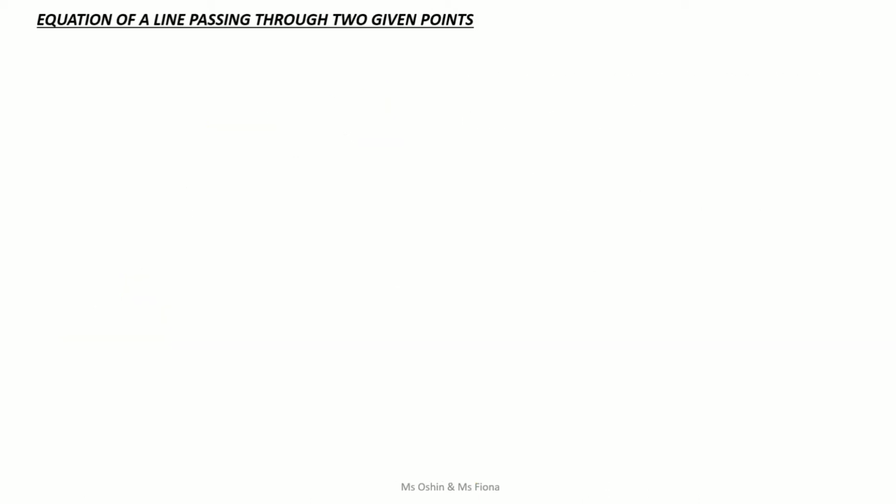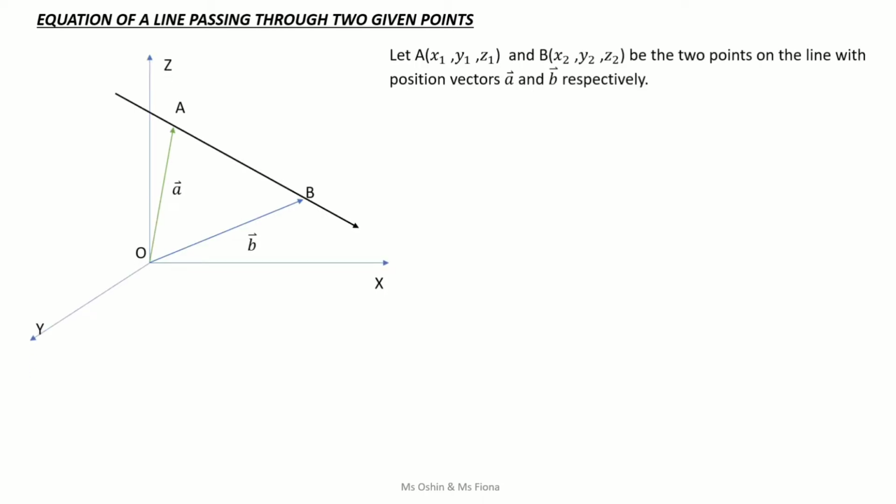Next derivation, equation of a line passing through two given points. So let's take two points, A and B, and let vector A be the position vector of the point A and vector B be the position vector of the point B. Now let us consider an arbitrary point P on this line with the position vector, vector R.